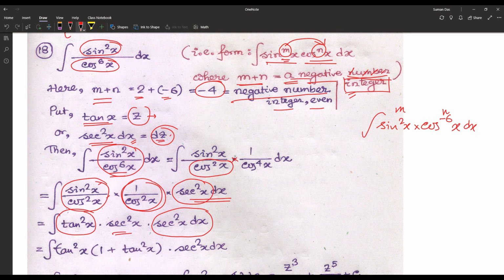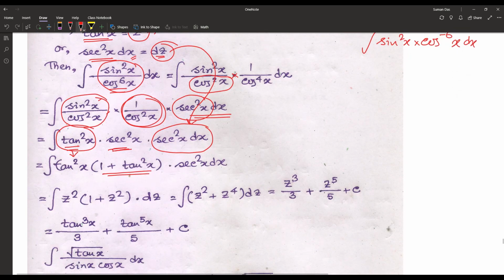Now dz is equal to sec square x dx, so we can use that one here. Sec square x can be written as 1 plus tan square x. So finally if we replace the values of x with z, that becomes z square. Tan square x means, because we have substituted z with tan x, and 1 plus tan square x is 1 plus z square, and sec square x dx is now dz.